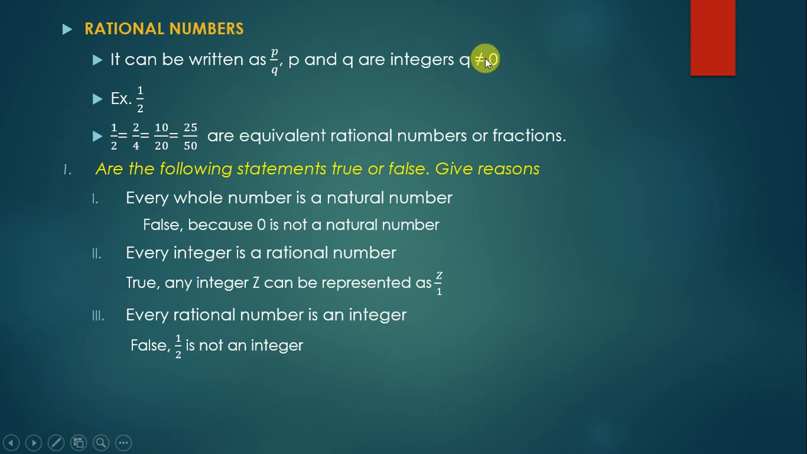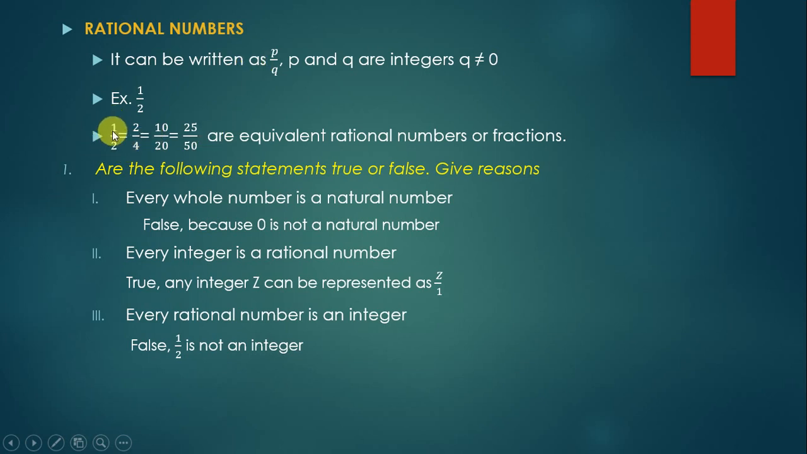Why? Do you know how to divide a number by 0? Any idea? We don't have an answer, and we define a number divided by 0 as not defined. It is not defined. That's why q is not equal to 0. Okay. For example, 1 by 2. Also 3 by 4 is there. Any number that can be represented as p by q is a rational number.